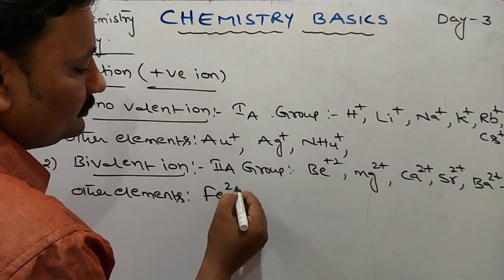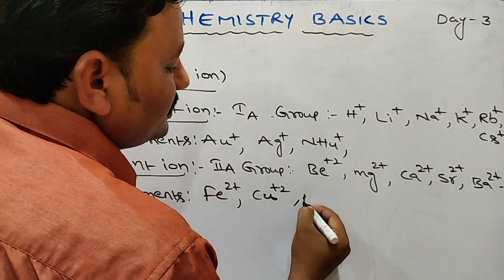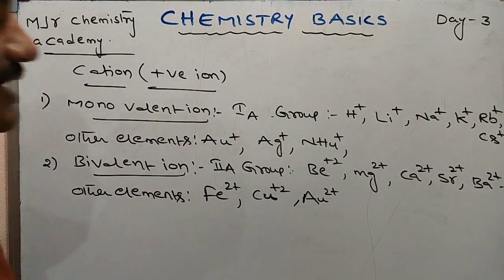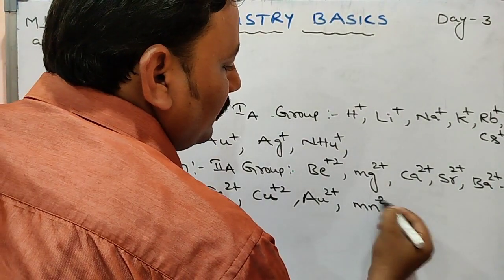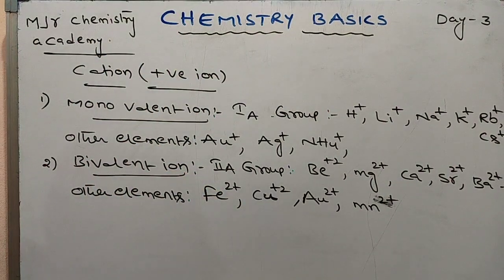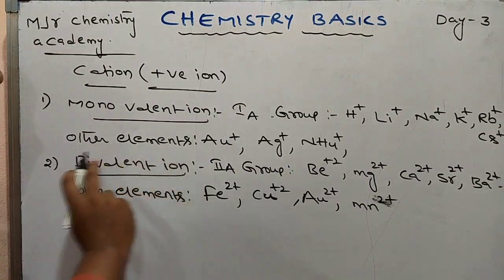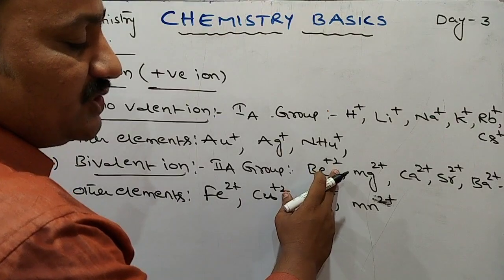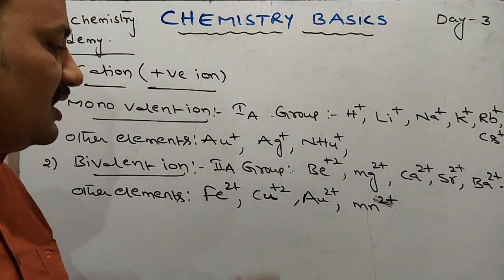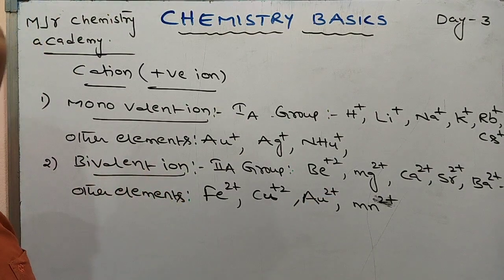What are the other elements? Fe2 plus, Cu2 plus, Au2 plus, Mn2 plus. These other elements also show a plus 2 charge, and these are all called bivalent ions. The charge is plus 2; the valency is 2, which is the charge expressed without the sign. These elements lose 2 electrons, which is why they are called bivalent cations.